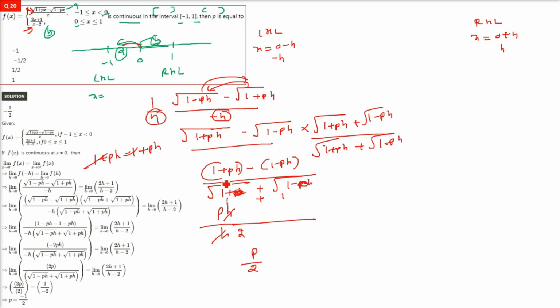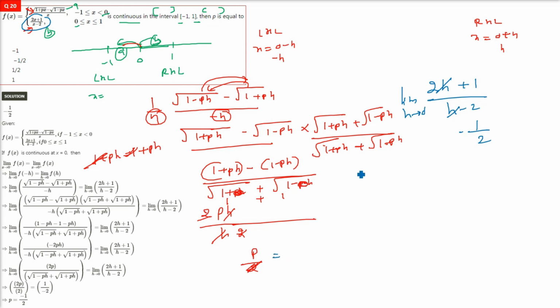So this is P on the left hand side, that is the -1 to 0. What we got was only P. Now we have to deal with the right hand side. For the right hand limit, we just have to put 0 plus H, that is H. So 2 into H plus 1 divided by H minus 2. Now you can apply the limit directly. Why? Because it will not be 0 by 0 or any other form. It will be simply minus 1 by 2.